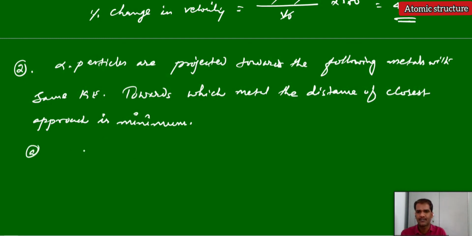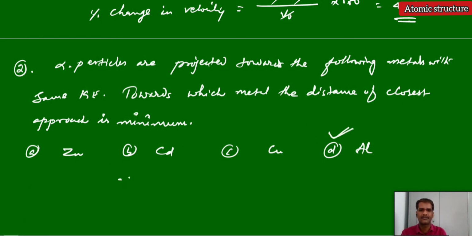We have the options here. Option A, zinc. Option B, cadmium. Option C, copper. And option D, aluminum. Alpha particles are projected towards the following metals with same kinetic energy. Then in which case is the distance of closest approach minimum? Aluminium, sir. So your answer is aluminum.